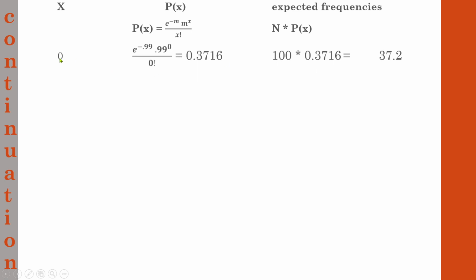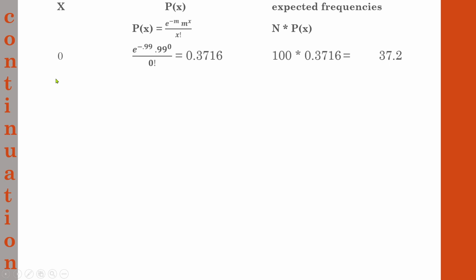First value is 0. So we all know how to deal with that. Just substitute the 0 in the particular x positions. e raised to minus m, we have already found the value of minus 0.99, into m raised to x. m is 0.99 raised to x. Here the value of x is 0. Divided by 0 factorial, you will get 0.3716. So we have got the probability with regard to the event, that is 0.